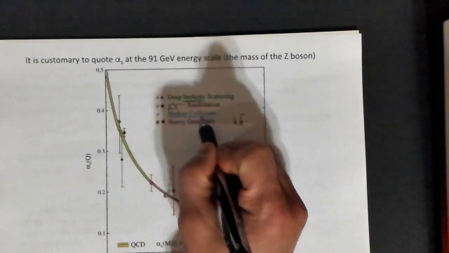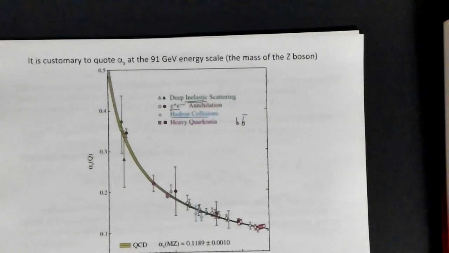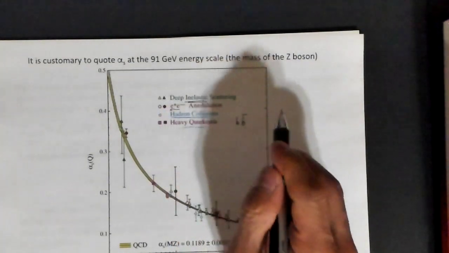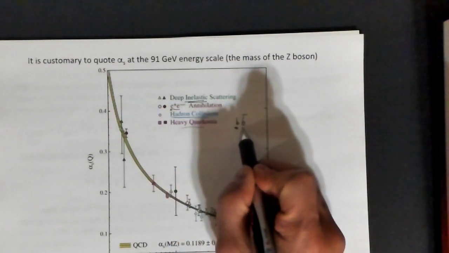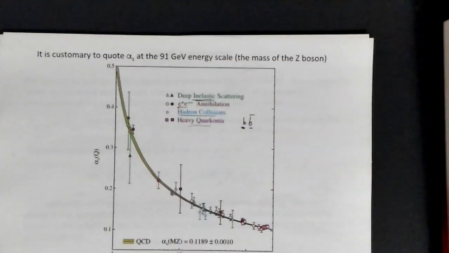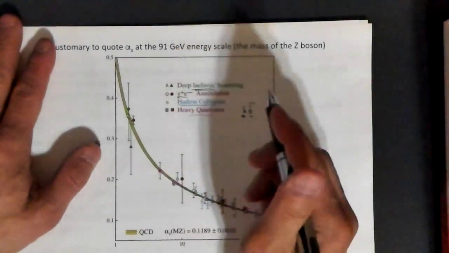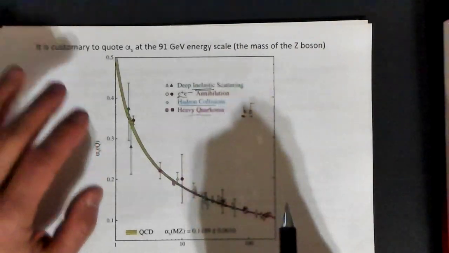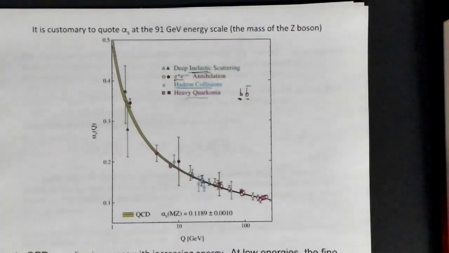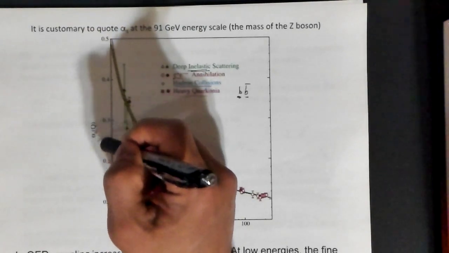You can do more complicated collisions involving protons, proton-proton or proton-antiproton. You can also look at heavy quarkonia. That's when you have things like a bottom quark and an antibottom quark. They form a bound state, and you can try to measure the potential between the bottom and the antibottom quark, and that can give you a reading of the running coupling constant.